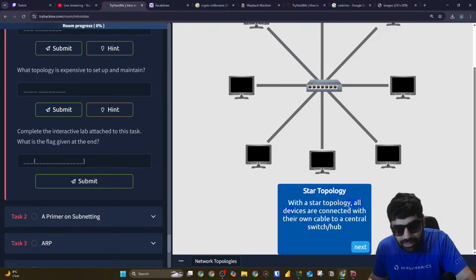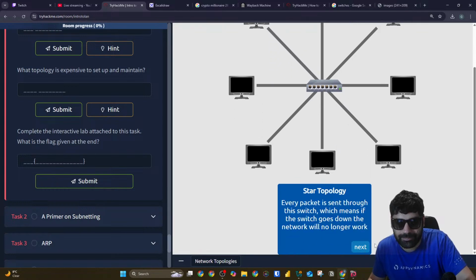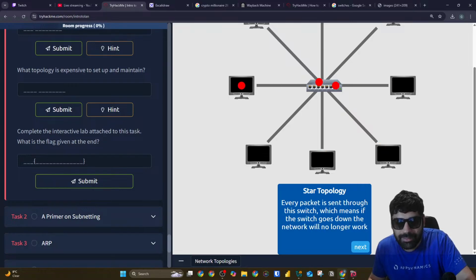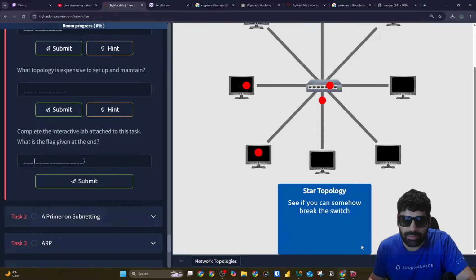Star topology. With a star topology, all devices are connected with their own cable to a central hub or switch. Right here. In bus we had multiple, left and right, but the switch is smart, so it knows where to send which data. Each packet is sent through the switch, which means if the switch goes down, the network no longer works. See if you can somehow break the switch. So if you go here, we use a hammer. If at this point you're just being stupid and you break it, now it's not working.